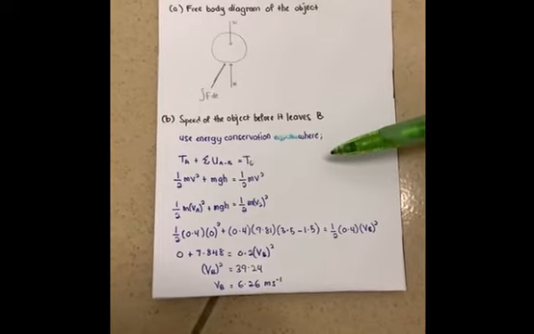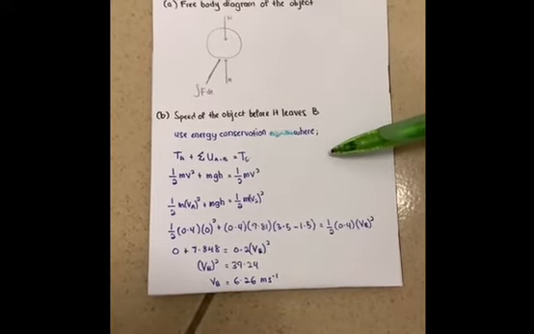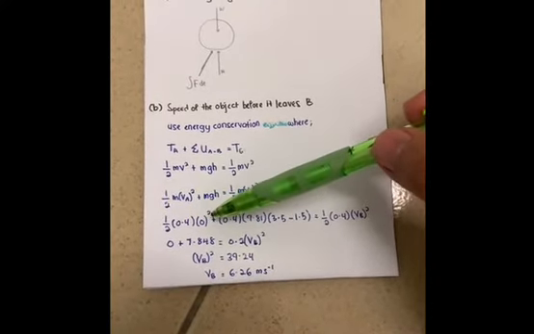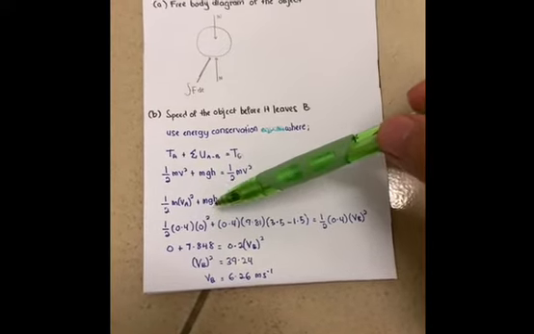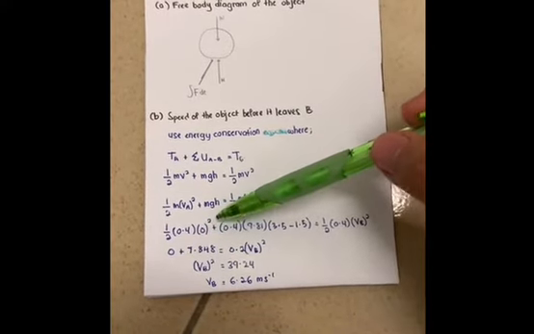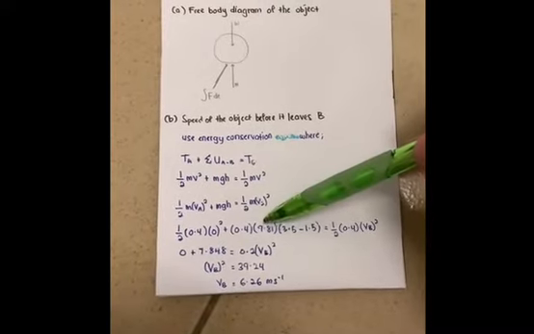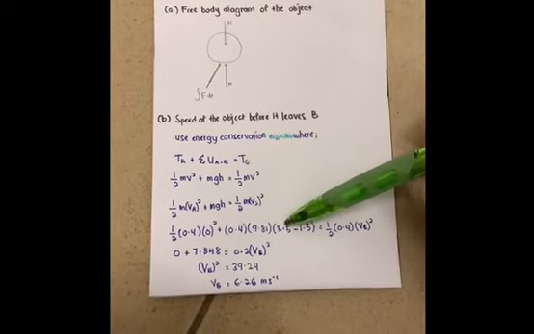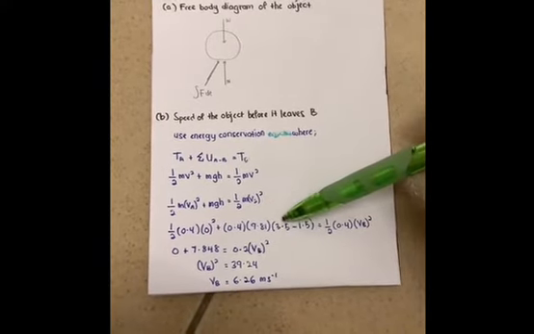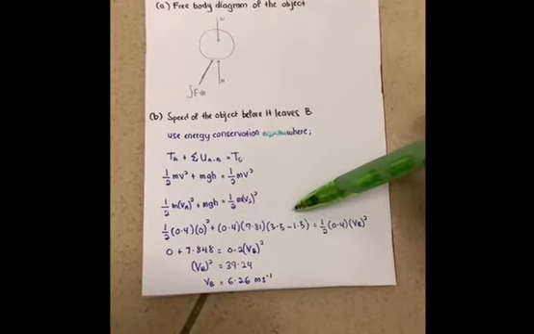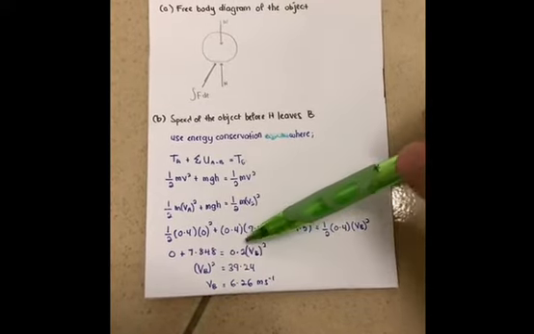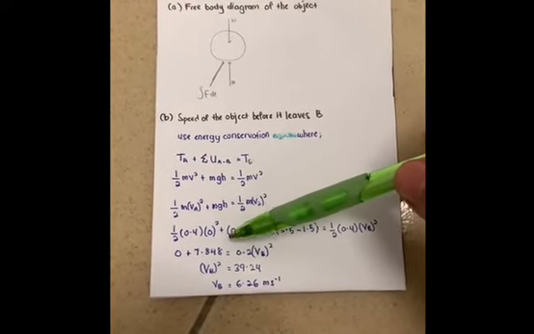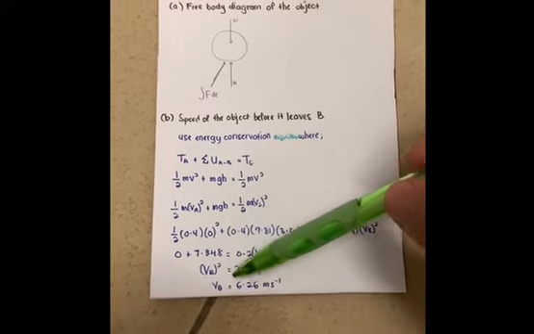M, which is the mass of the object, is 0.4. VA is 0 because it starts from the initial, so the object is static. G is gravitational acceleration, which is 9.81, and the height of A is 3.5, while the height of B is 1.5. Rearrange and we will get the speed of the object at B, also known as VB.